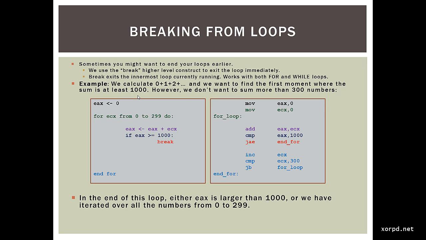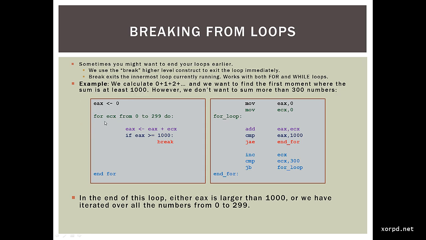We want to iterate as long as the sum is smaller than 1000 in decimal, and at the same time, we don't want to sum more than 300 numbers. So, you can see that there are two different conditions here. Let's look at an example pseudocode. Take a moment to look at it. We can see that we first initialize EAX to be 0. I remind you that EAX is going to keep the sum at every point, the sum of all the numbers.